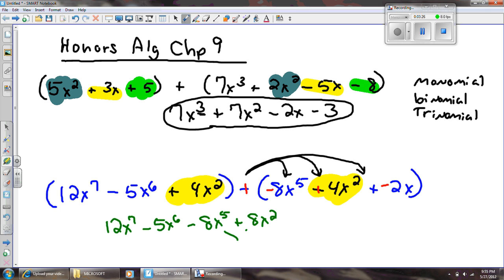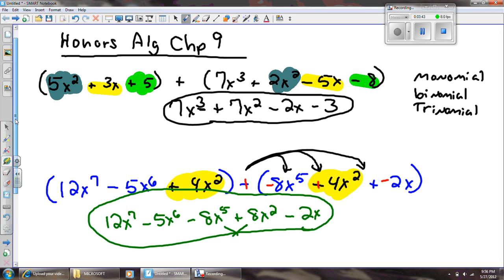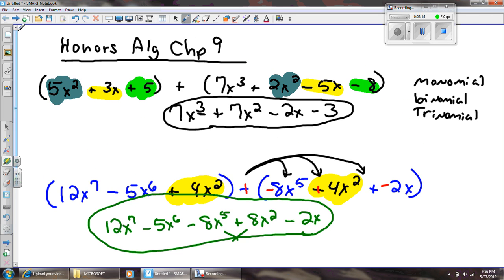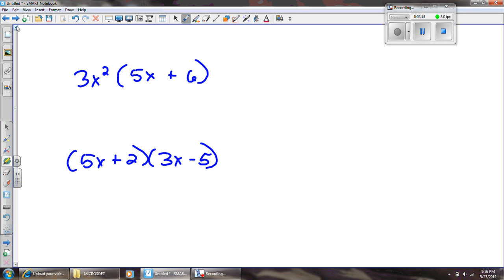Should I cancel those 2 out? No, because they're not like terms. One's x to the 5th and one is x squared. All right, and then a minus 2x. And that, ladies and gentlemen, is my solution. All right, I don't think I have anything else on this page. I'll go to this page.